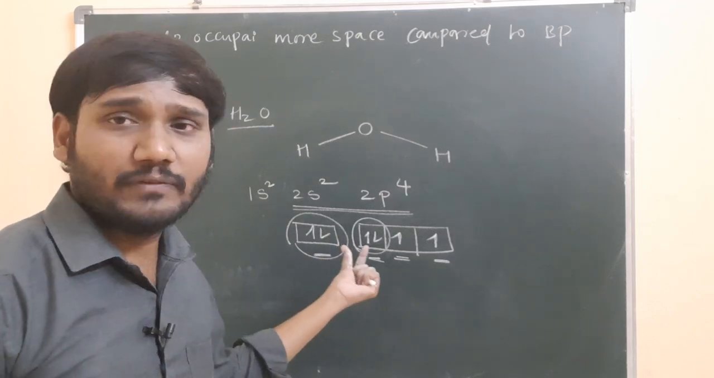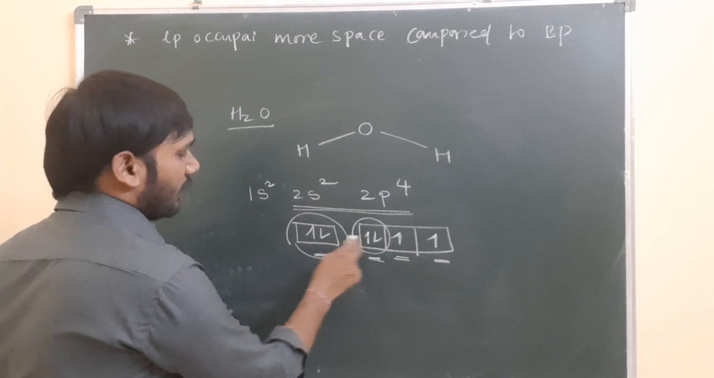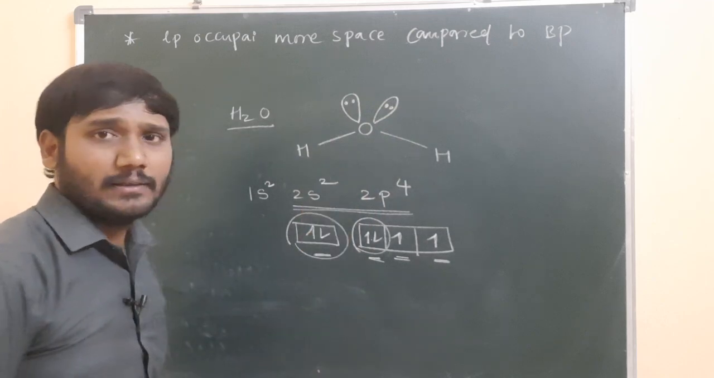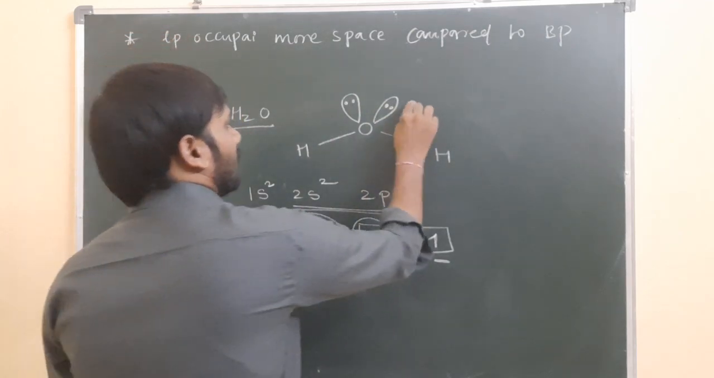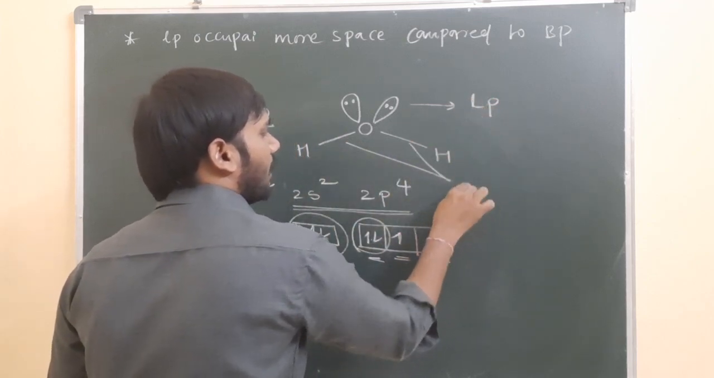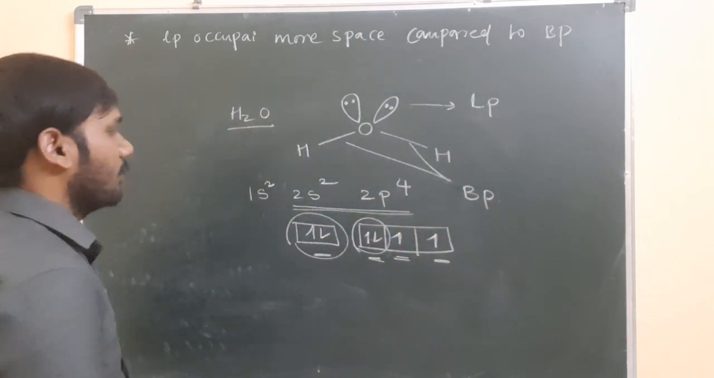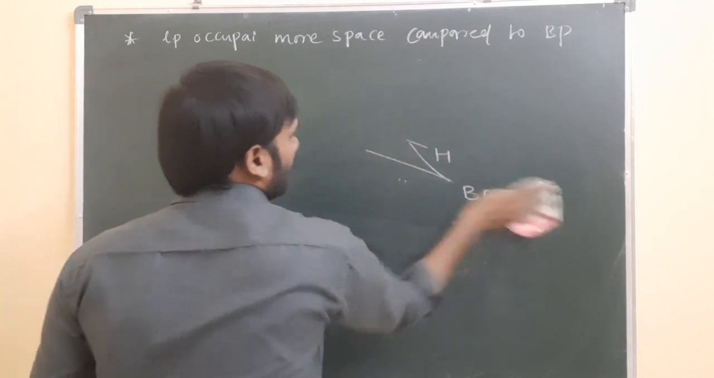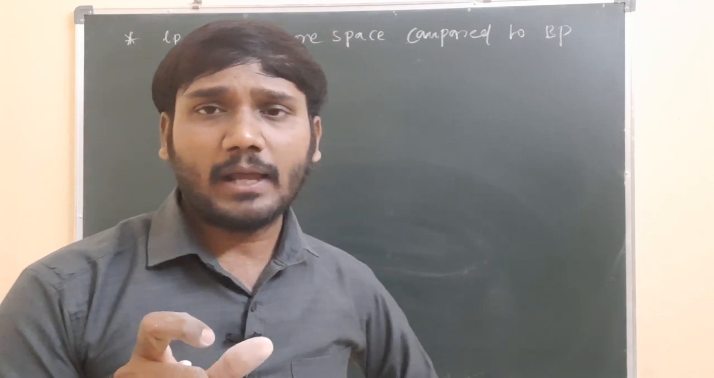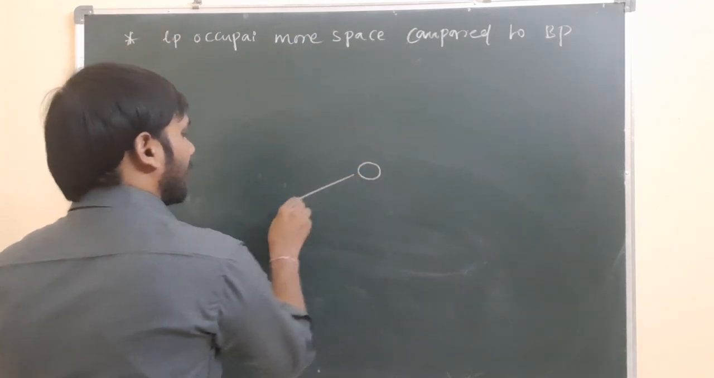The electron pairs which are not involved in the bond formation we call lone pairs. So first lone pair, second lone pair. The electron pair which is not involved in bond formation we call a lone pair. The electron pair which is involved in bond formation we call a bond pair. This is the lone pair and bond pair. So according to valence shell electron pair repulsion theory, lone pairs occupy more space compared to bond pairs. Why do lone pairs occupy more space? A lone pair is attracted by one nucleus, but bond pairs are attracted by two nuclei. Let us see again the same.